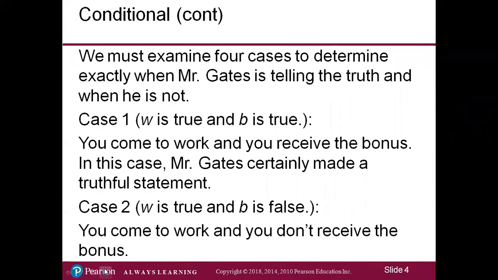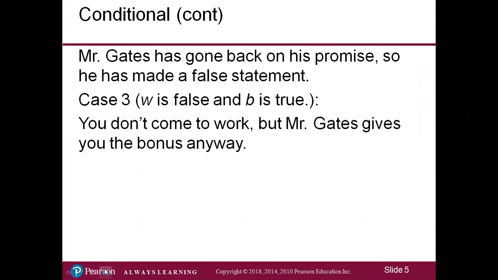We must examine 4 cases to determine exactly when Mr. Gates is telling the truth and when he is not. Case 1, W is true and B is true. You come to work and you receive the bonus. In this case, Mr. Gates certainly made a truthful statement. Case 2, W is true and B is false. You come to work and you don't receive a bonus. Mr. Gates has gone back on his promise, so he has made a false statement.